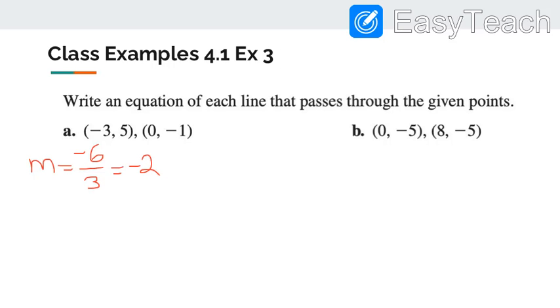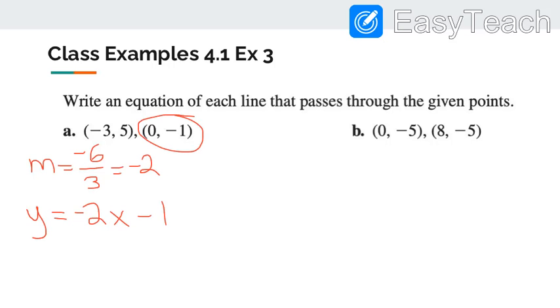Then we're looking for our y-intercept. And this y-intercept here is -1 because we are given the value on this one. So we would have y equals -2x minus 1.